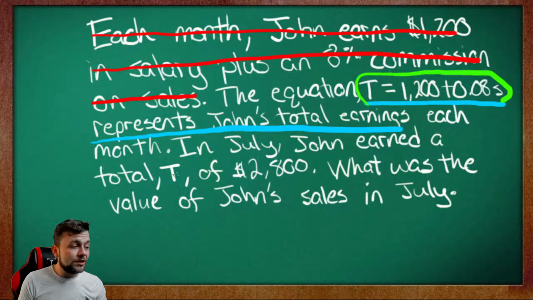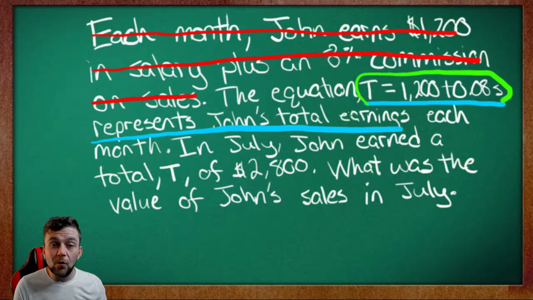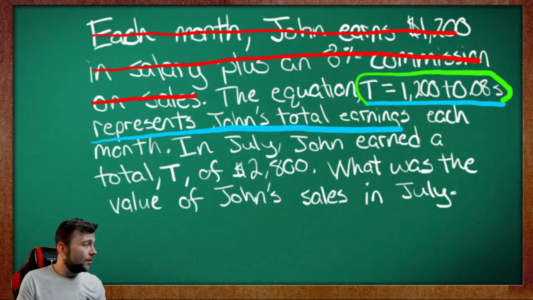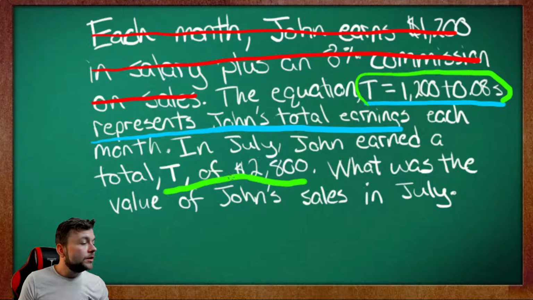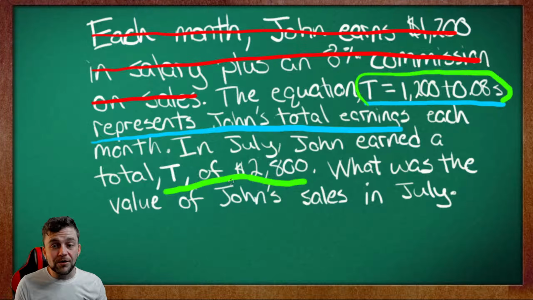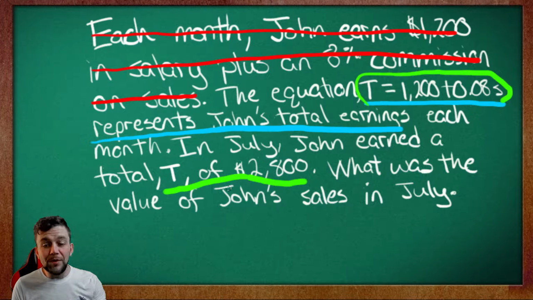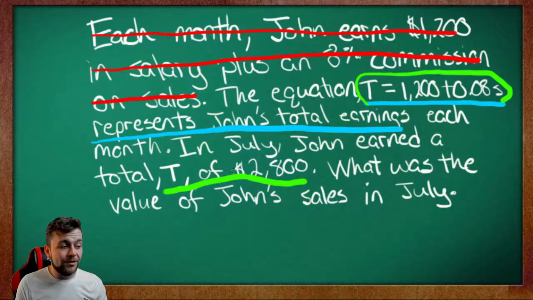And then what they're telling us down here is that he had a total earnings of T equals 2,800. So this is another very important piece of information. T equals $2,800. That's his total earnings for the month of July. Those are the only two bits that are really important. And then, of course, they ask you, it's another way of saying solve the equation for S, right? So if we have T in our equation up here, the one thing we don't have is the S, right?